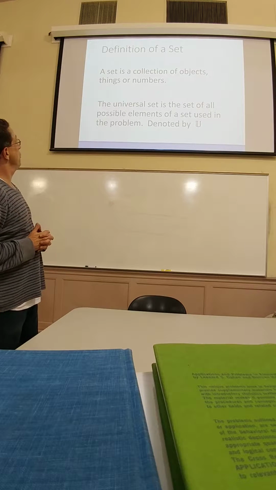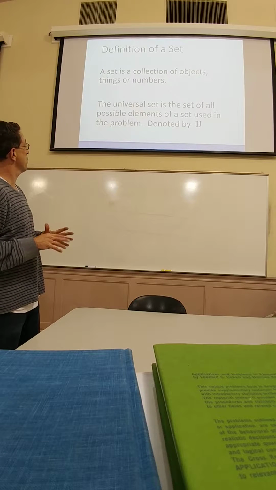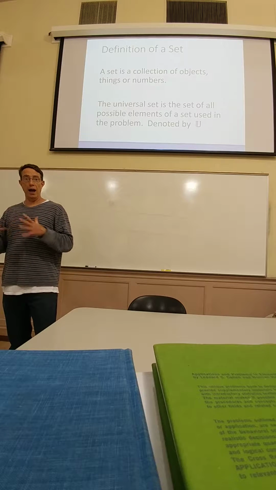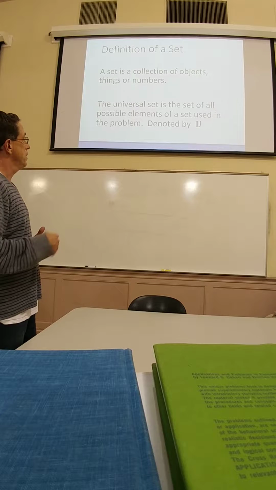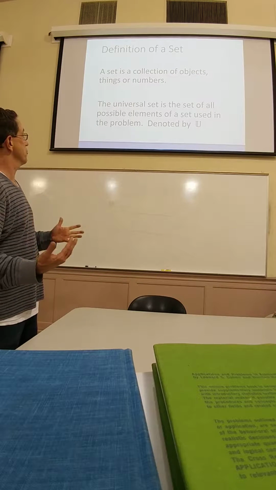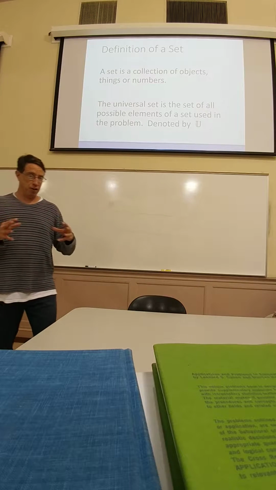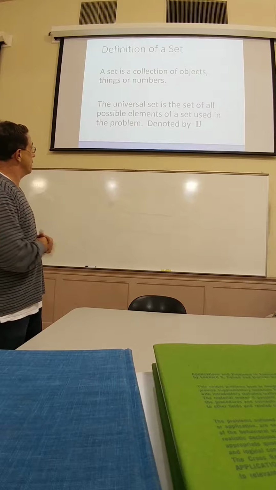We are going to define a set as a collection of objects, things, or numbers. Basically, these are going to be elements. So sets have elements, and these elements can be really any form. They can be a number, they can be a letter, they can be somebody's name, anything that you can collect together as a unit and break up into different elements. We call that a set.